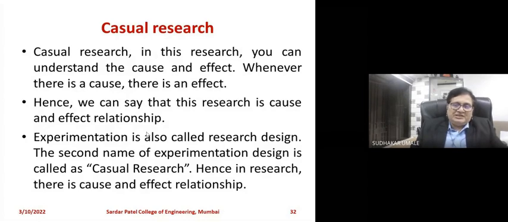Suppose we are using any experimentation. Let us say you are testing in materials science. Suppose you are testing cast iron or steel or any type of chemical. Then when you take any action on that chemical or material, definitely there is a response, and that response is called the effect. You are using that relation, you are making the relation. That is one type of research.